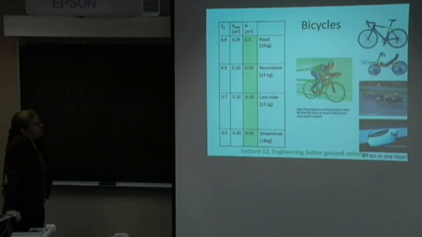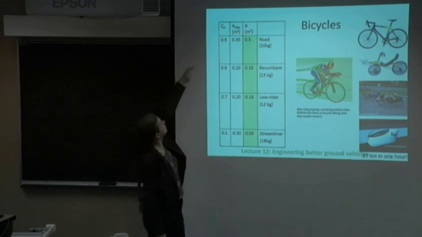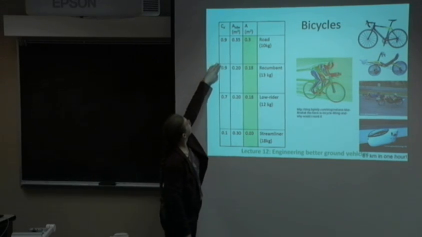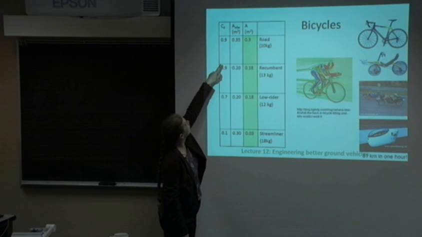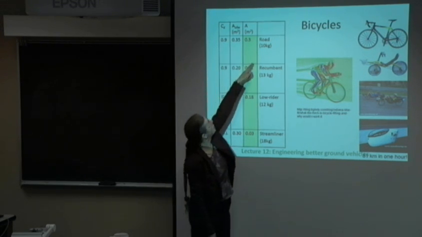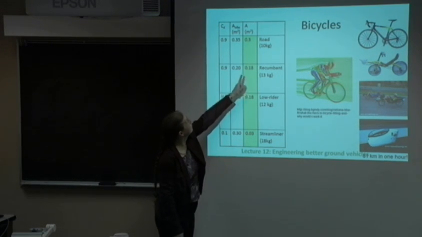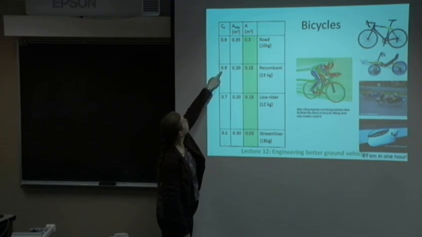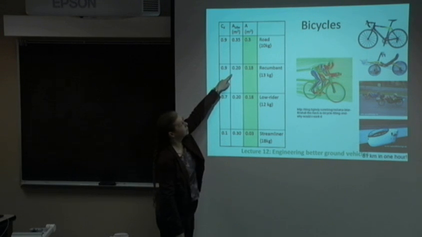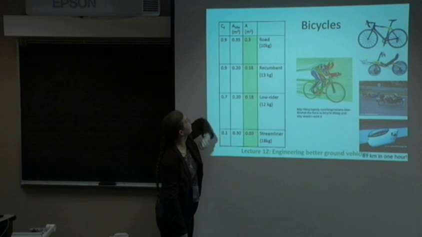Bicycles. The fuel for bicycles is the food that you want to eat anyway, so that's a good thing. The drag coefficient of a standard bike is 0.9. The area might be 0.35 meters squared, so the effective area is 0.3. And a road bike might weigh 10 kilograms. A recumbent bike weighs a little bit more. It has the same drag coefficient, but it has less frontal area, so its effective area is smaller.